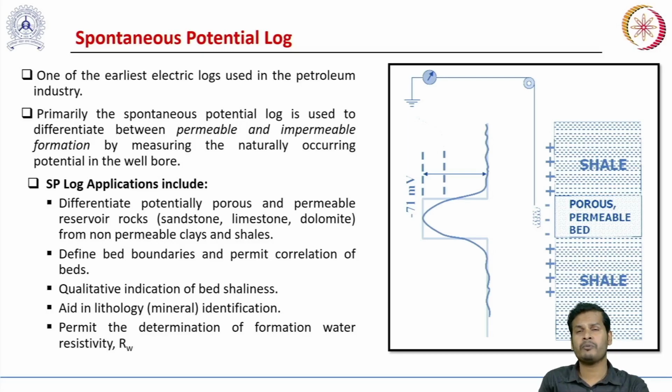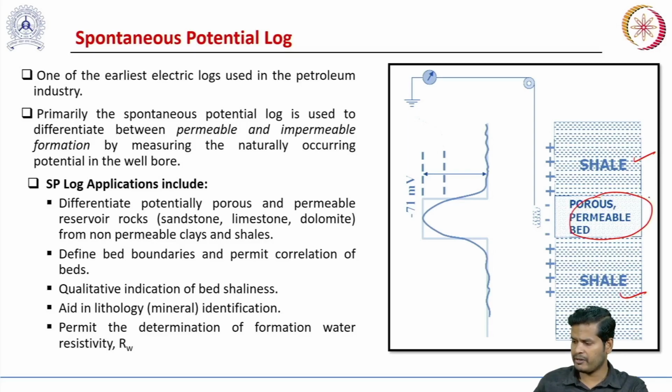This is one of the oldest logs. It is one of the first logs developed, along with the resistivity log, to be run inside the wellbore to find out the formation properties. One of the primary applications of this log is to distinguish a shaly formation from a non-shaly formation. That means it can distinguish a permeable formation such as sandstone, limestone or carbonate from an impermeable formation such as shaly formation. So we can define the bed boundaries.